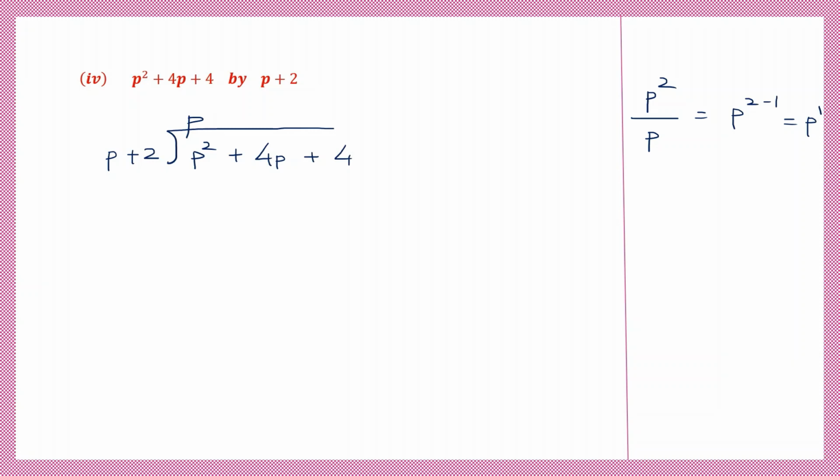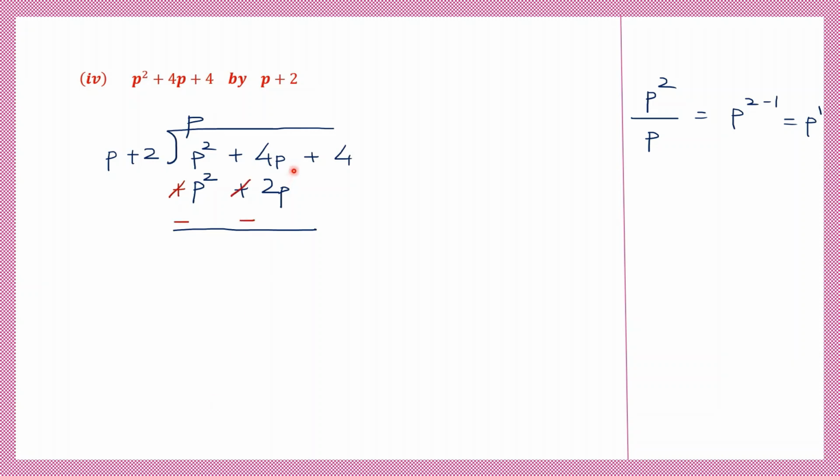Now we need to multiply p into this p. So what do we get? p to the power of 1 plus 1, which is p to the power of 2. Now we multiply p into 2. 2 into p will give us 2p. Next step is we are going to subtract. So the signs will change. Now the sign is plus, it's going to become minus. This plus will also become minus.